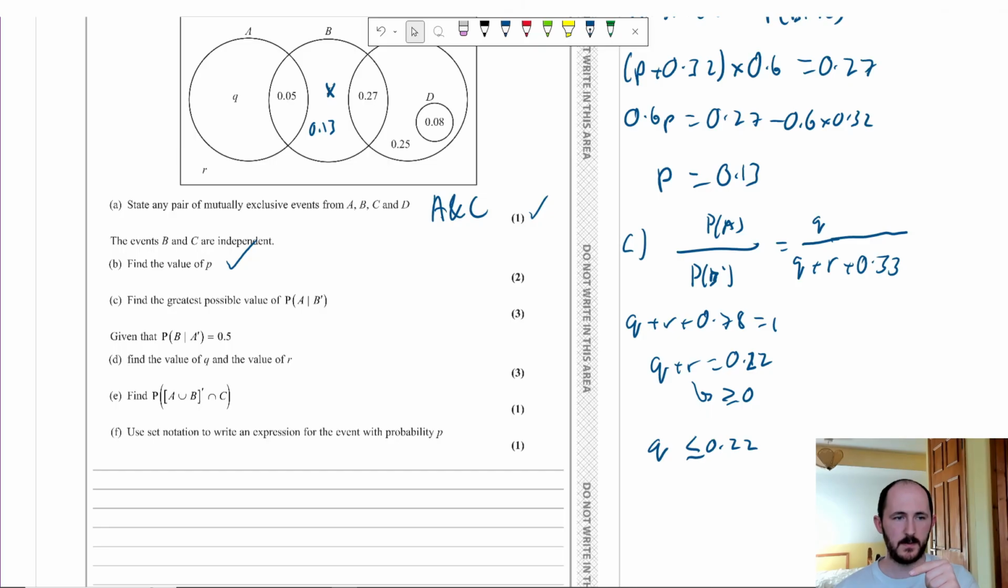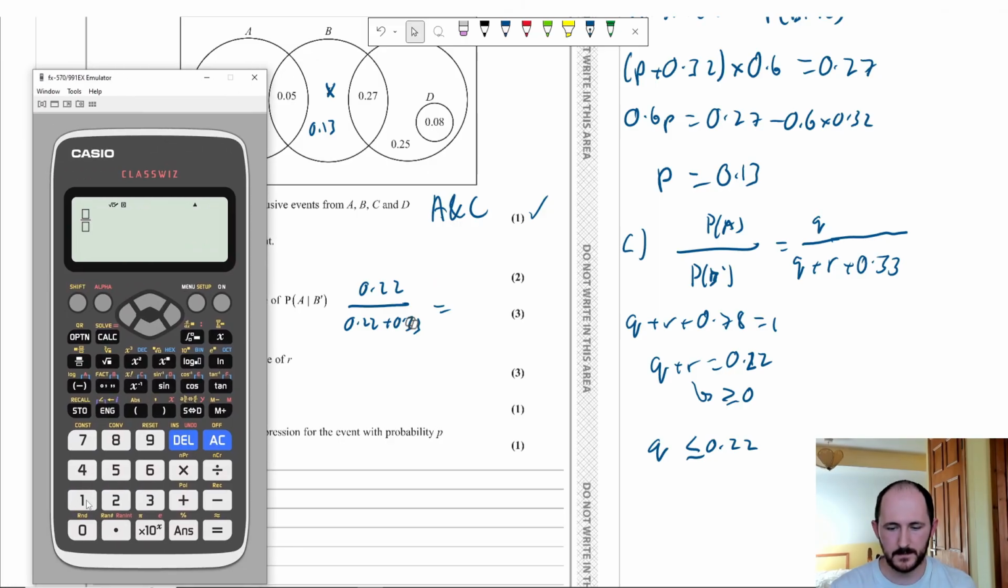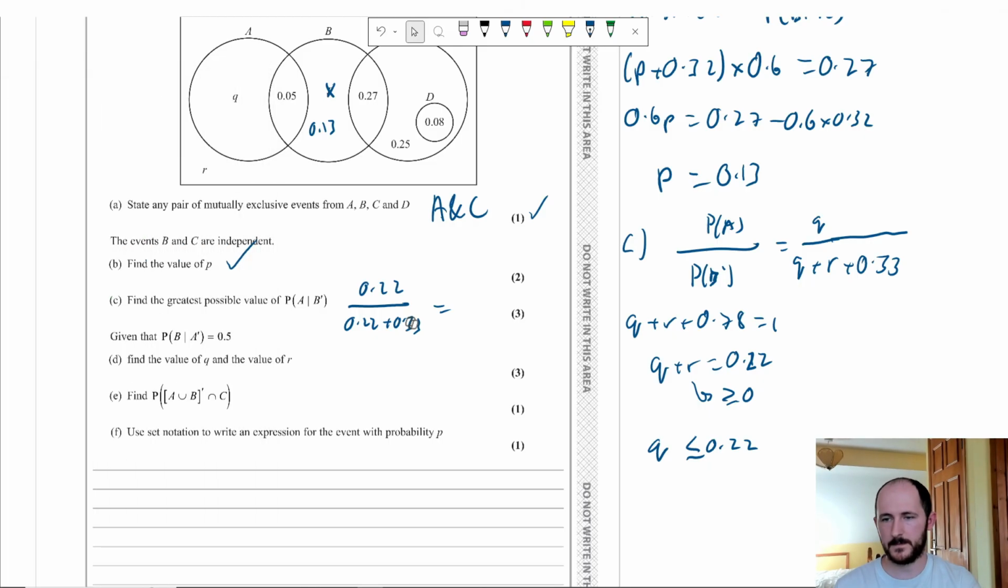So essentially, if Q is going to be 0.22, let's sub that in. We get 0.22 over 0.22 plus 0.33. I can't do that in my head. Or can I? No, I can't. I get 2/5 or 0.4. So that's the greatest possible value of that thing there. Perfect, because again, we want the numerator to be as big as humanly possible.